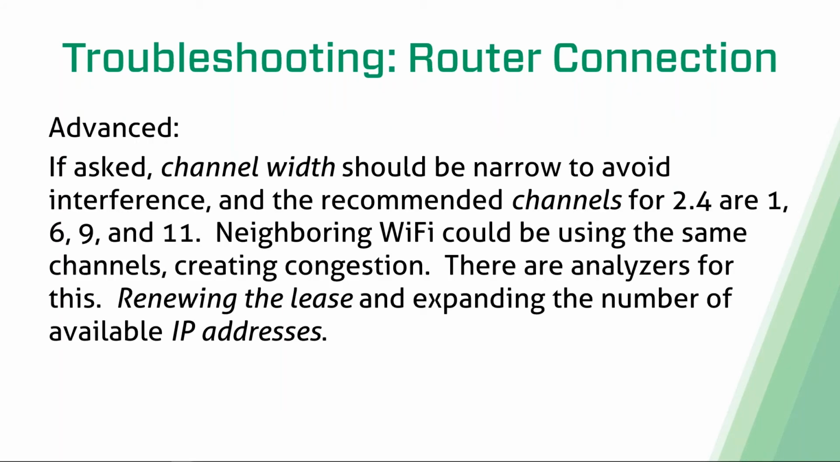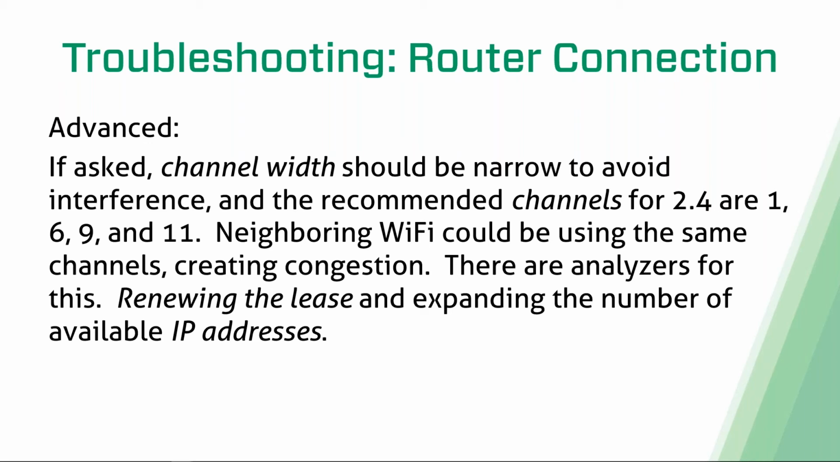So a couple other notes about router connection tips and troubleshooting. Channel width should be narrow if that comes up and somebody asks. I'm not an expert in this area, but I know that there's definitely an advantage to choosing the 20 channel width instead of the 40. Sometimes you're asked when you're doing a setup which to choose. The narrower one is better. 2.4 gigahertz recommended channels are 1, 6, 9, and 11, if that were to come up.